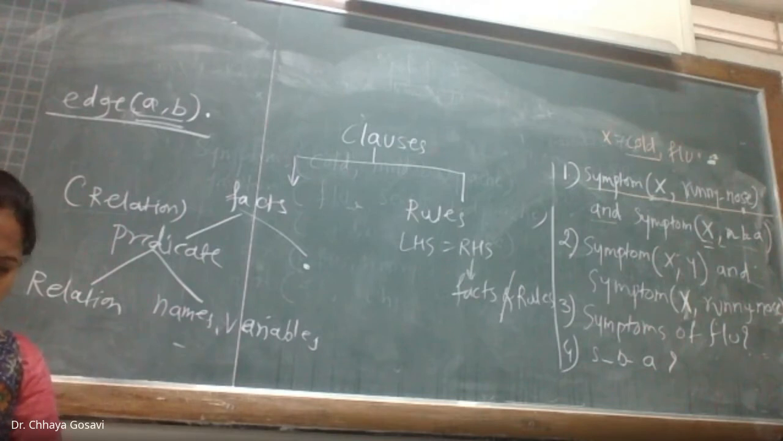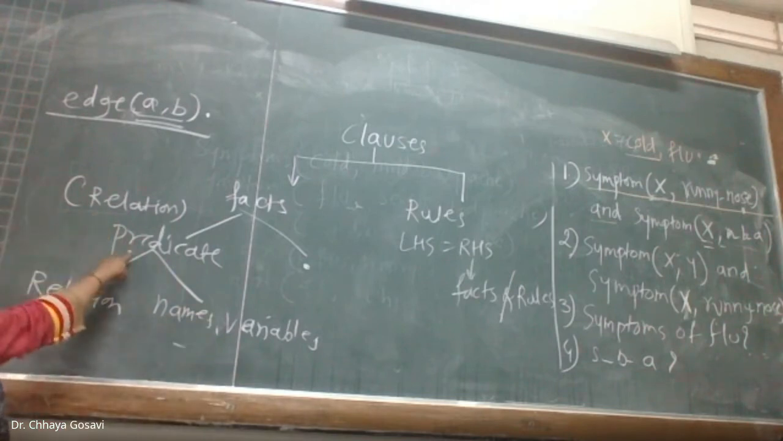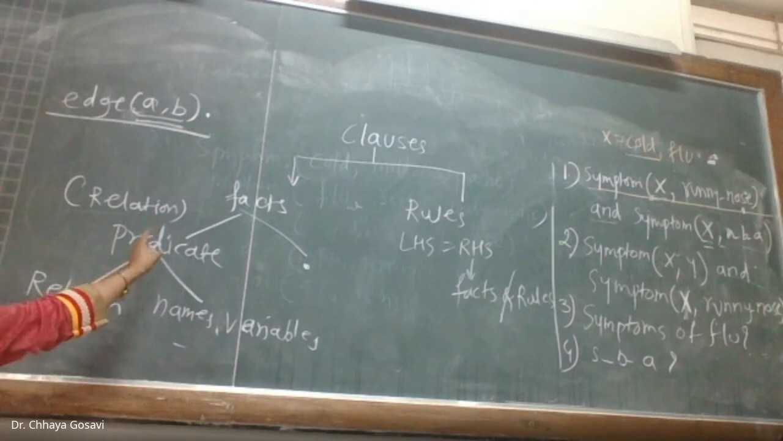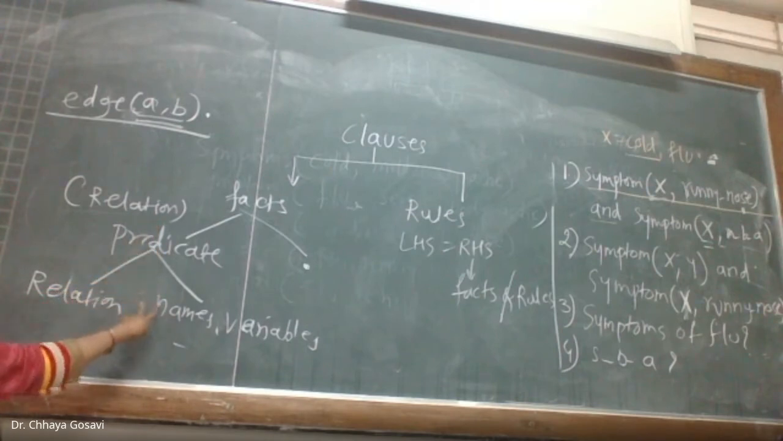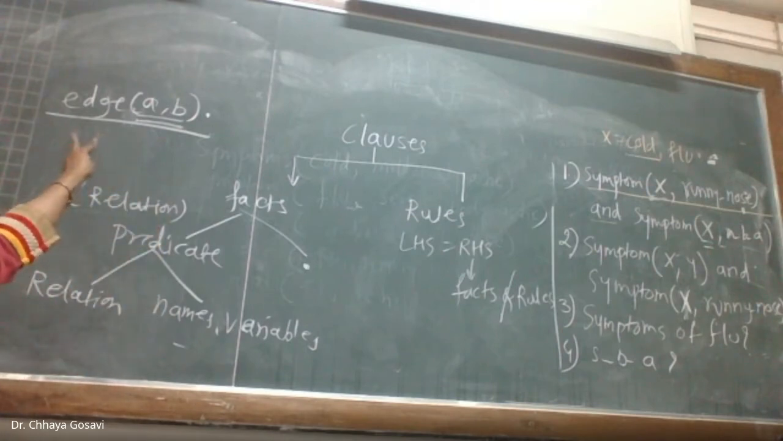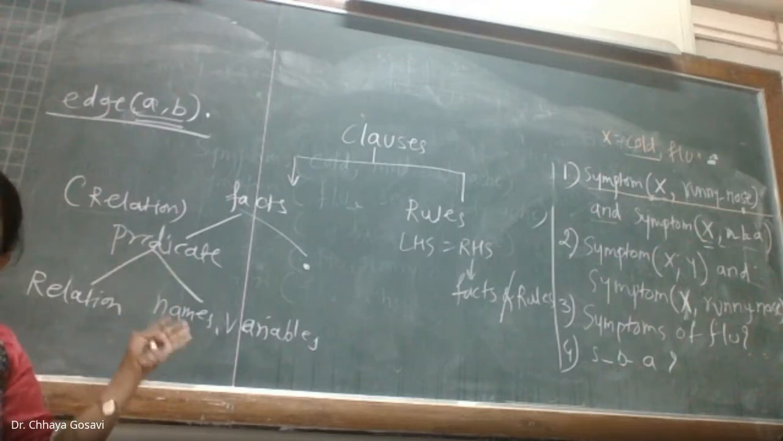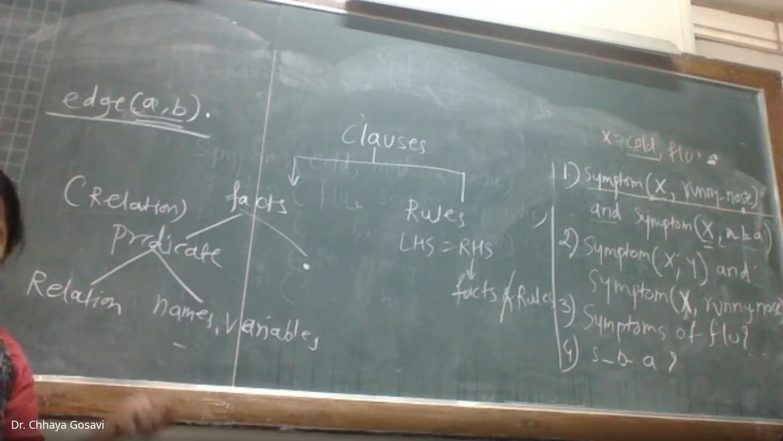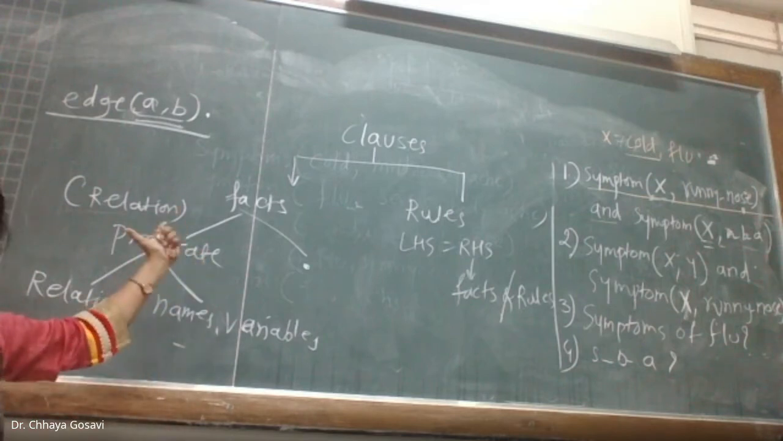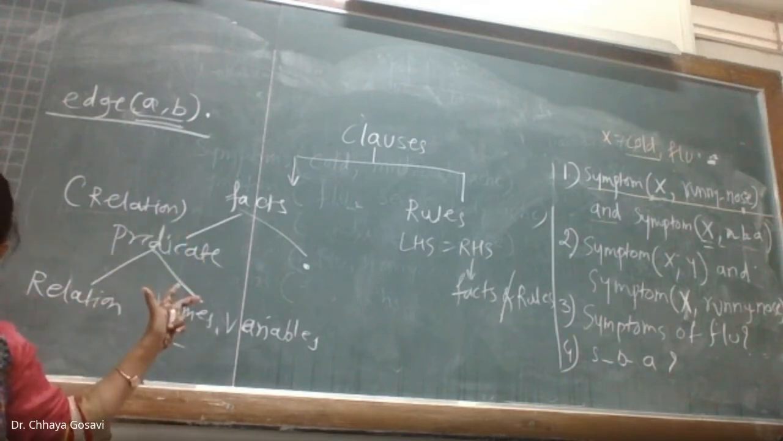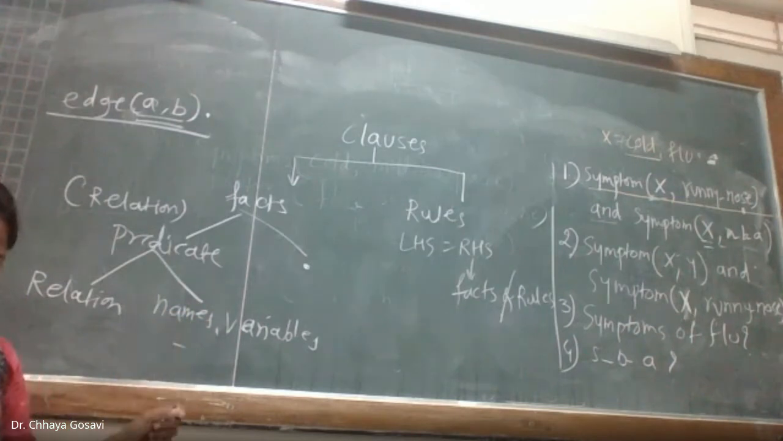So a relation is called a predicate, and the names of individuals are called atoms. Whatever we pass, the names A, B, say Seema, lecturer, IT, or Ram, Sham, these are atoms. And the relations like father of, lecturer, symptoms, age, these are called relations or predicates.